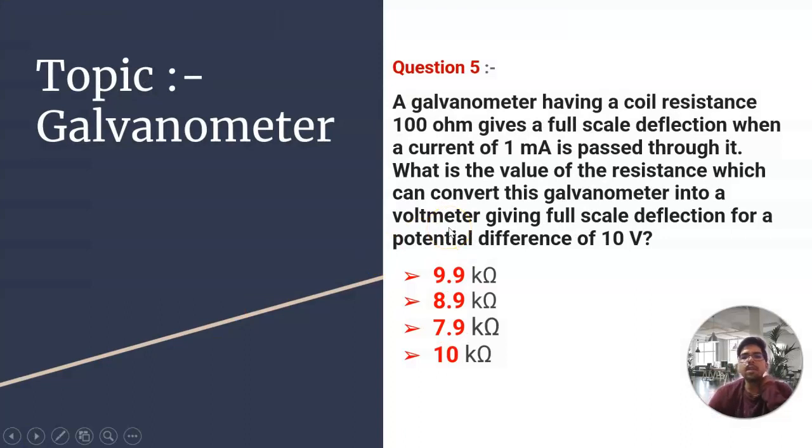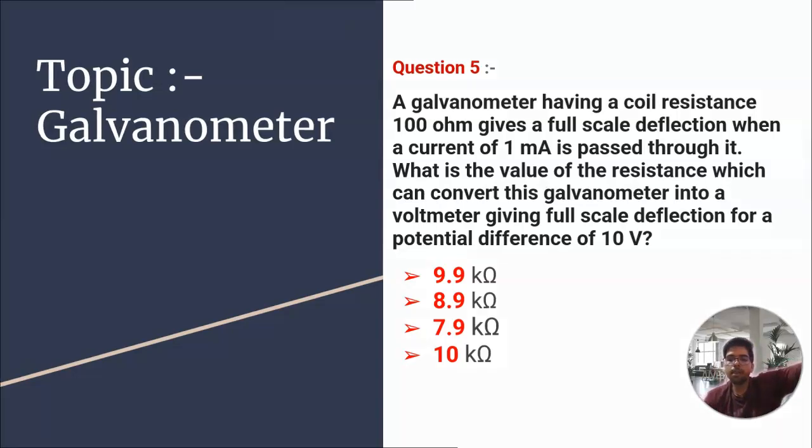A galvanometer having a coil of resistance 100 ohm gives a full scale deflection when 1 milliampere current is passing through it. What is the value of resistance which can convert this galvanometer into a voltmeter giving full scale deflection for a potential difference of 10 volt?